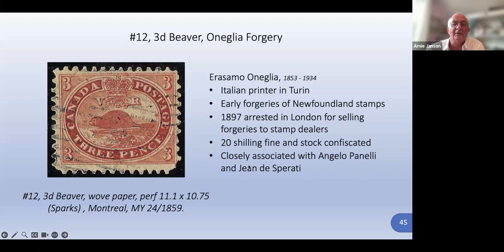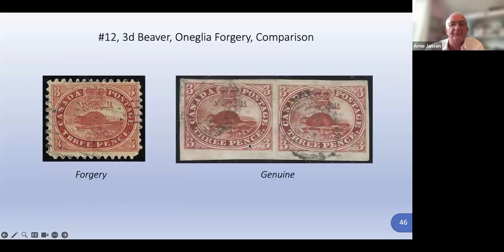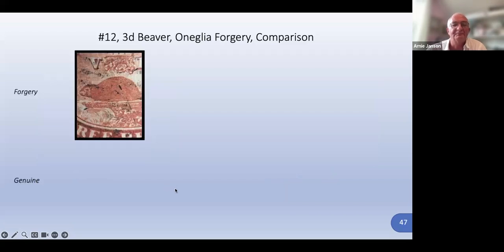So my question was, how can I tell an Oneglia forgery from a genuine stamp? Well, the perforations weren't quite right, but outside of the perforations. So here we see the forgery, and here we see this genuine pair. And we're going to look at this in different areas. We're going to start with the beaver in the center and see what we can see. I'll hold it up. Maybe you can spot something already. We'll get to it in a sec.